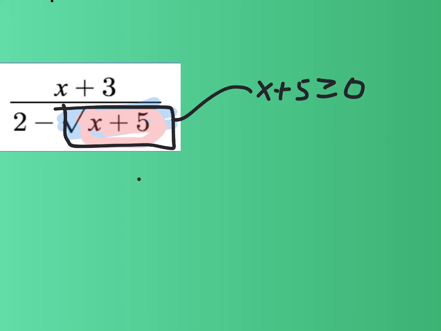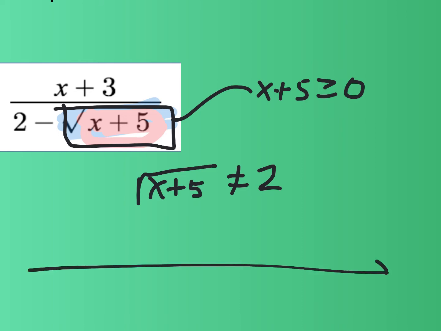So you're saying that the square root of x plus 5 should not equal 2, right? Because if it does, the function crashes. That's two important things. Now put it all together on a number line. And you're going to have to solve both of those things. Let's see if you're up to it.